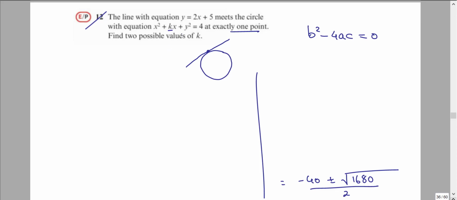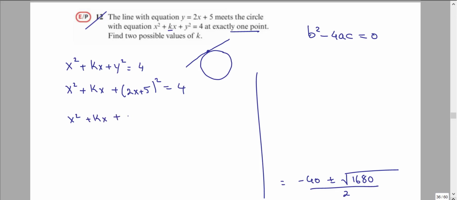So how to find k? You need first to substitute the line in the equation. Y equal to x plus 5, you substitute it in the equation of the circle. So you have the circle, x squared plus kx plus y squared equal 4. So you keep x, and for y, replace it with x plus 5. Yes, and don't forget there is power 2. And then expand.